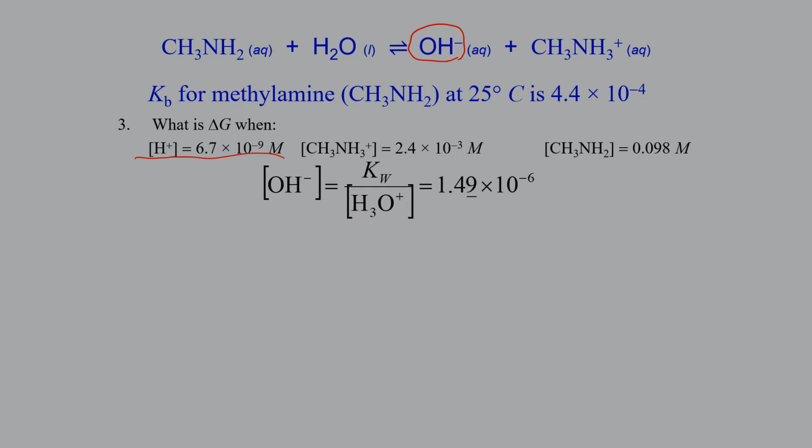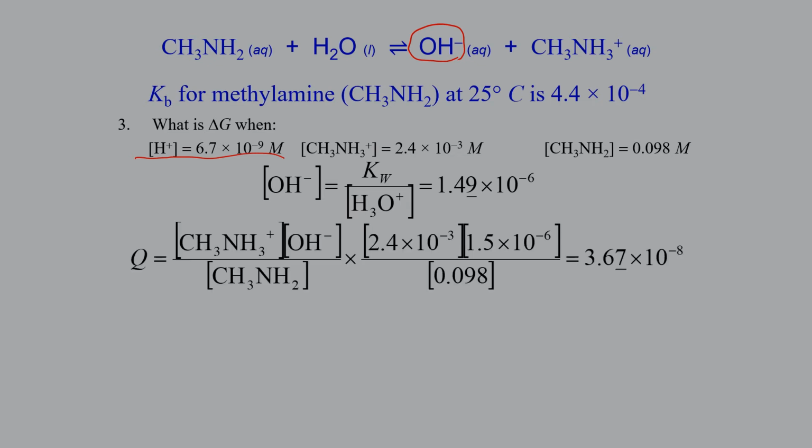And from there on in, you can plug and chug into the Q for this equation. Q is going to be equal to the methylammonium concentration times hydroxide concentration divided by the methylamine concentration. If you plug in all the numbers that we've got here, you should get, again with an extra sig fig, about 3.67 times 10 to the negative 8th.